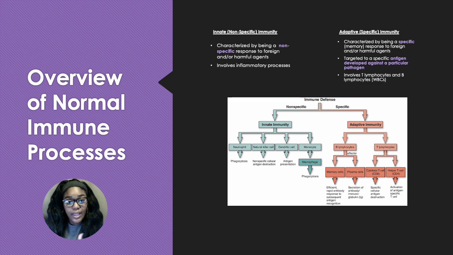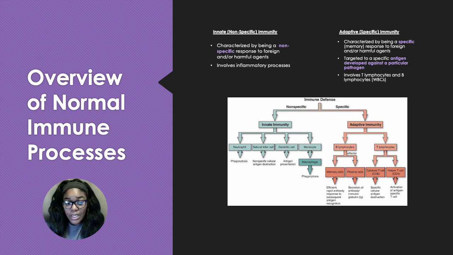Here's a really good concept map regarding the normal immune response and the branches that are involved with the immune response. As you can see, we have two different branches. You have the innate immunity and you also have adaptive immunity. Innate immunity is also characterized by being nonspecific. So all that means is that once an antigen is presented, if that same antigen is presented again, the body does not necessarily remember that it was exposed to it at a previous date and time.